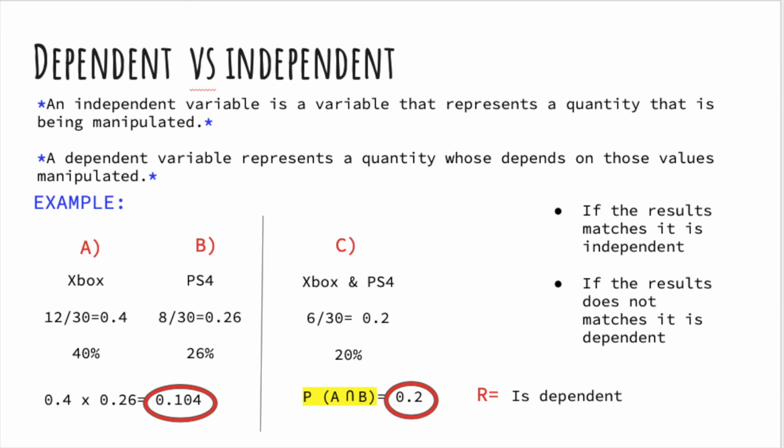If we multiply those values, it gives us 0.104. That value is what we are going to use. In the letter C, there are the students that have both of them, so the result is 20%. If we compare it, the result is that both are dependent.